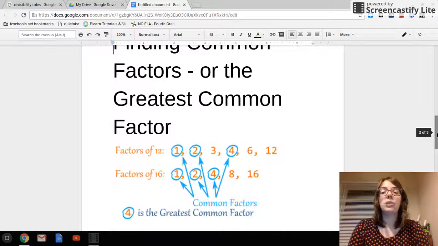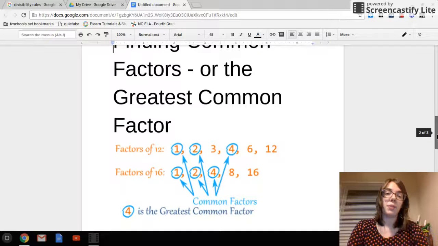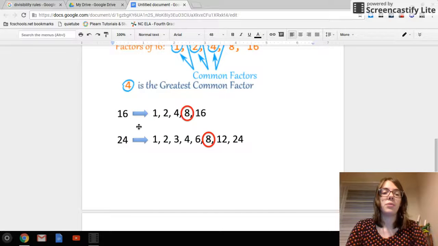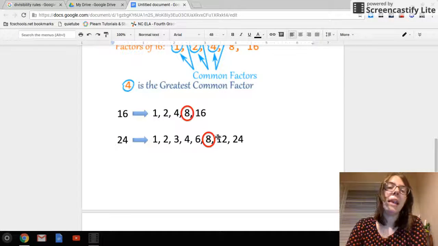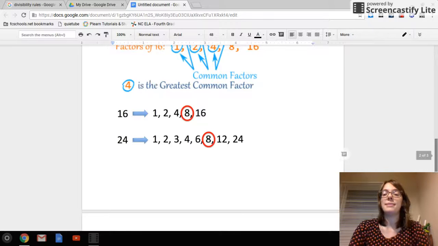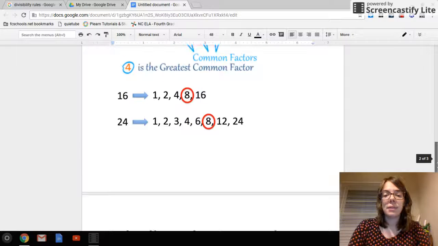Now, sometimes it'll ask you to find the greatest common factor, and that just means the biggest factor in both that are the same. And that's going to help you a lot with equivalent fractions this week when we're simplifying them. So for example, of 16 and 24, they've listed the factors out for us. And instead of circling all the common factors, they've just circled the 8s because that's the biggest number that is the same in both. So the biggest factor in both that is the same.